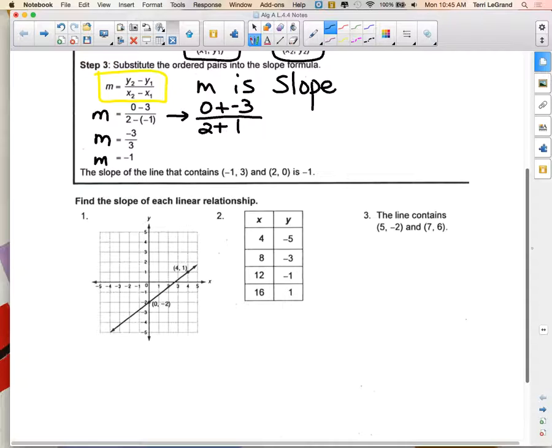A negative divided by a positive is a what class? What's a negative divided by a positive? A negative. And 3 divided by 3 is 1. So we end up with a negative 1 for the slope.